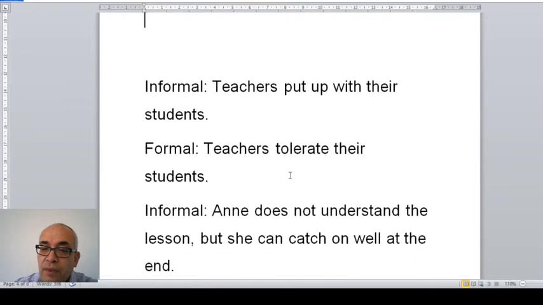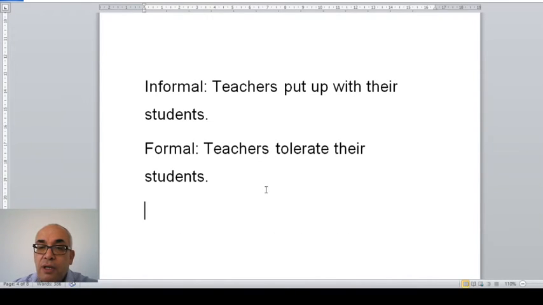Okay. Again, if you look at this one here, teachers put up with their students. This is informal. Why? Put up with is a phrasal verb, and we use phrasal verbs most of the time in what? In informal English. Teachers tolerate their students. So I change put up with into tolerate, because tolerate is formal, put up with is informal.